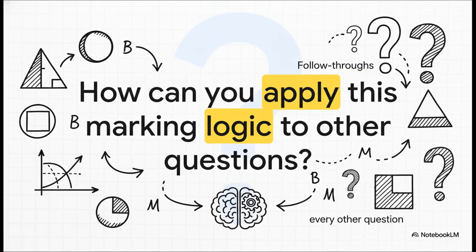And that really leaves us with one last thing to think about. Yeah, we just went deep on this one question, right? But the logic behind it, the B marks, the M marks, the follow-throughs, that stuff applies to the entire paper. So, the real question I have for you is, now that you know how this works, how are you going to use this logic to tackle every other probability question you come across?